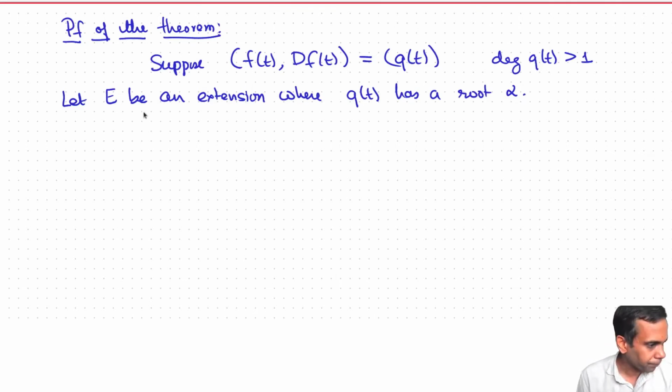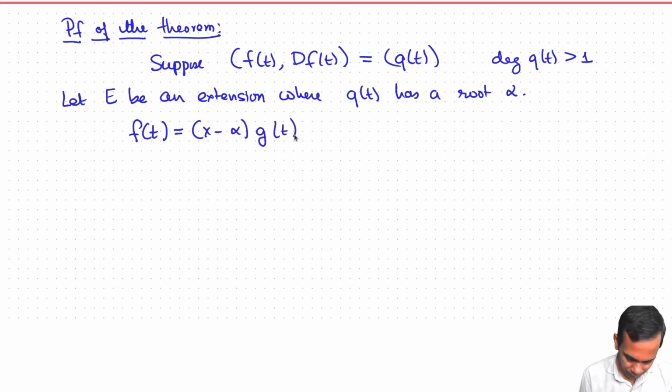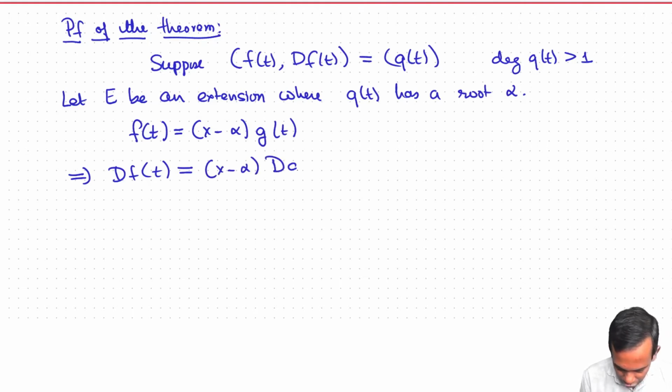So then both f(t) and df(t) have a root alpha in E. Since q(t) is a factor of f(t), f(t) also has a root alpha. So f(t) can be written as (x minus alpha) times g(t). This implies that df(t), using the product rule for derivatives, is (x minus alpha) times dg(t) plus just g(t). But df(t) also has a factor q(t) which vanishes at alpha, therefore df(alpha) is equal to 0.